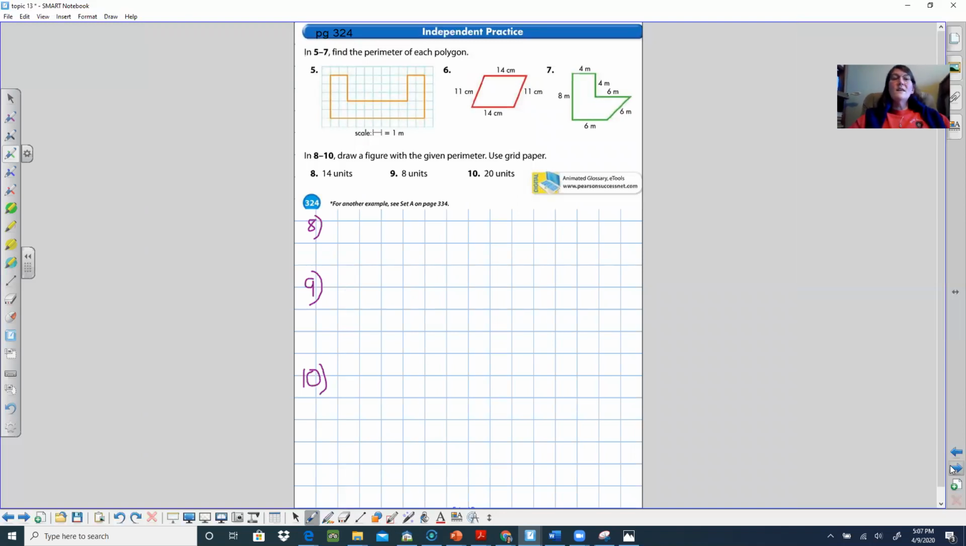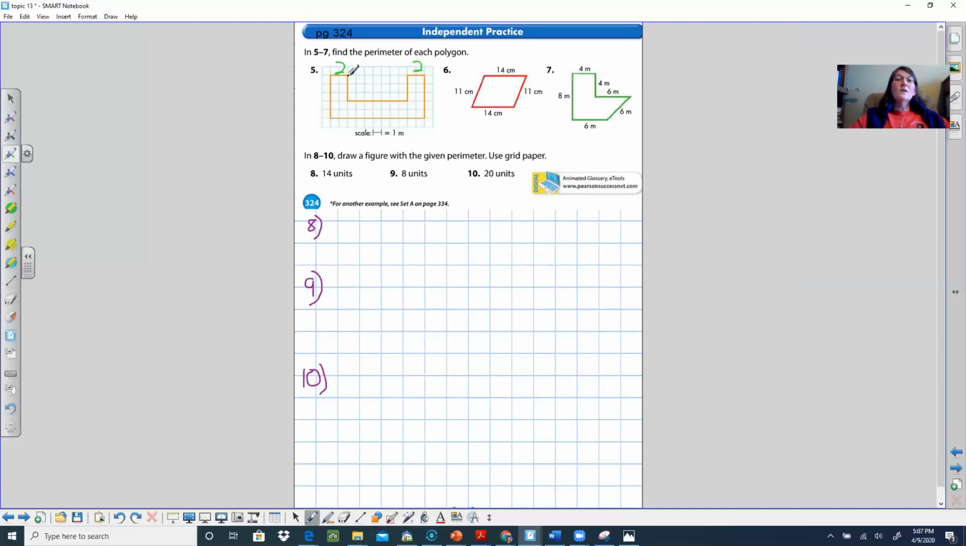Okay, so now we're on the independent practice. It says find the perimeter of each polygon. Number 5, I could do the tick mark strategy, but that shape is getting pretty big, so I am not going to use that strategy. I am going to label them. So here, this top is 2. If this spot's 2, then this spot is 2.